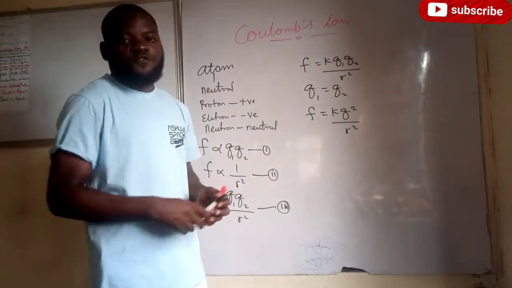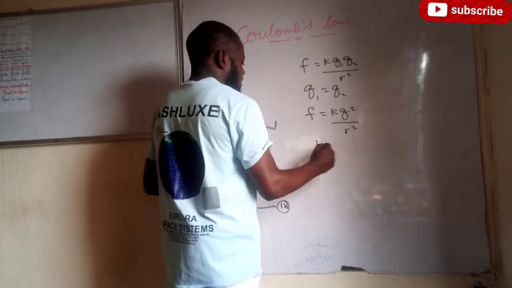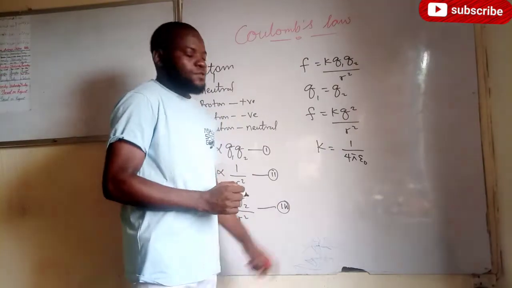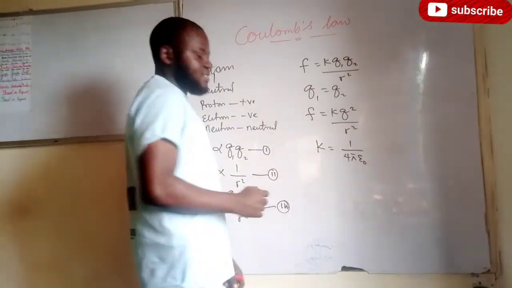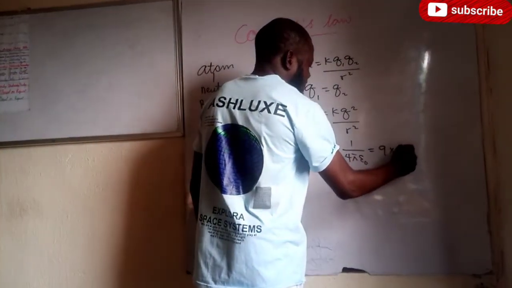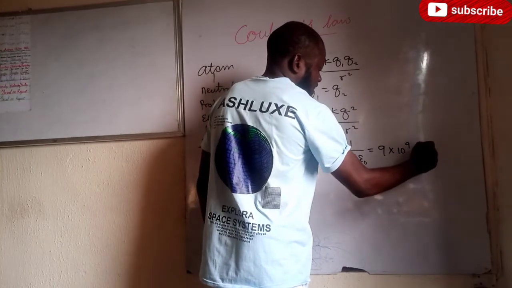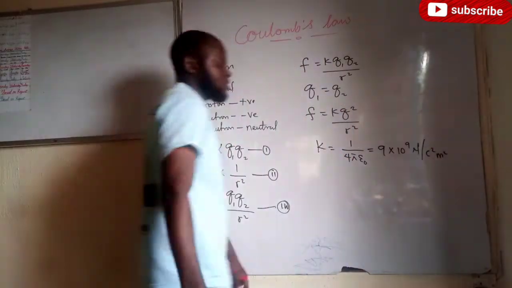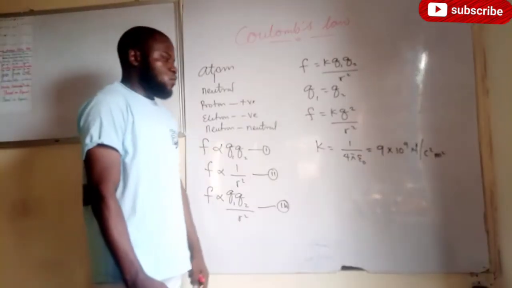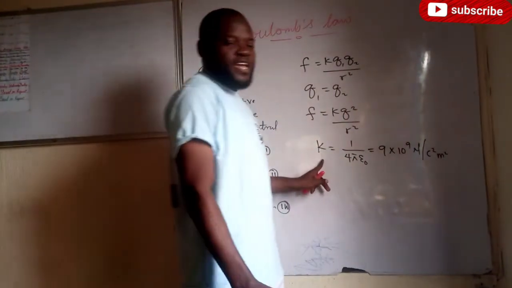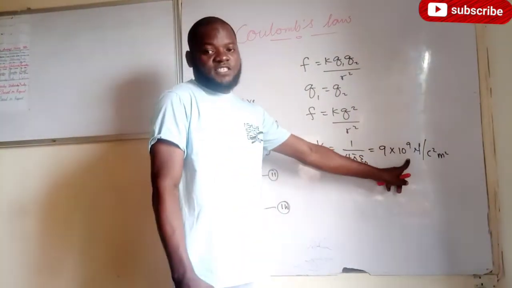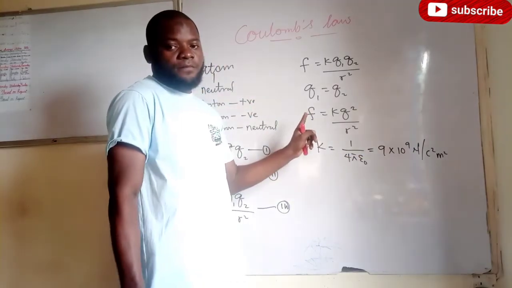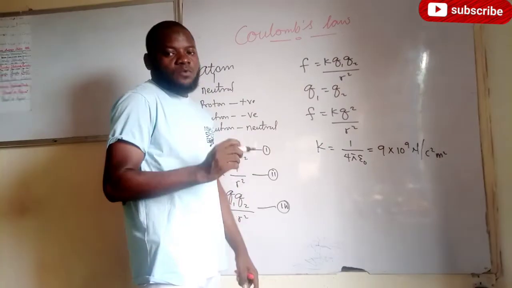Now, what is the value for K? K equals 1 over 4 pi epsilon naught. So 1 over 4 pi epsilon naught is equal to 9 times 10 to the power of 9 Newton per Coulomb square per meter square. Are we together now? Cool. That is the value for our K. And we have to note this value because we are going to be using it while dealing with problems on Coulomb's law. Cool.